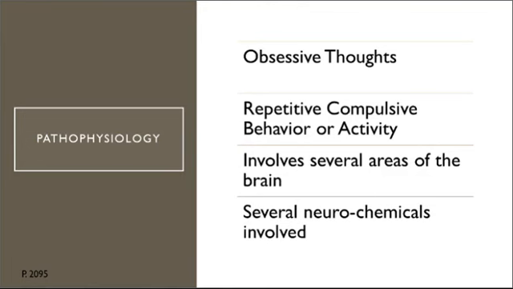31C, the last in this section for stress and coping, is obsessive compulsive disorder. Starts on page 2095. This is a disabling disorder. They have obsessive thoughts. It's not obsessive compulsive tendencies, it's an actual disorder. Repetitive compulsive behavior involves several areas of the brain, several neurochemicals are involved.